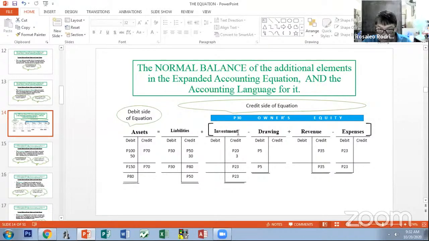So to arrive at the process of subtraction in mathematics, having two different circumstances, this is a deduction of the investment. So therefore, the normal balance of a drawing account must be debit. That's why here, the increase in the drawing is recognized as debit.